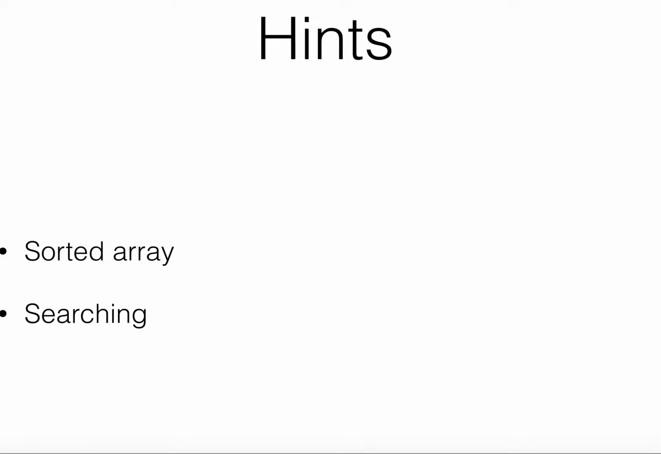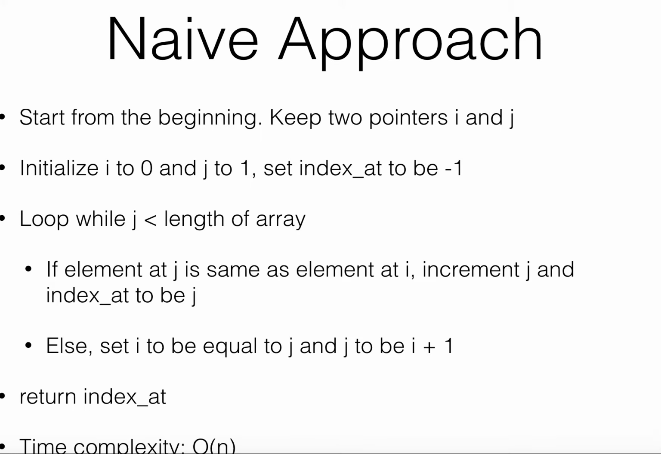So since the array is sorted and we are looking for duplicate elements, it kind of makes sense that the duplicate elements would be next to each other. Otherwise, this information is useless. So we'll be making use of this information and we'll be coming up with a naive approach. So the naive approach looks somewhat like this.